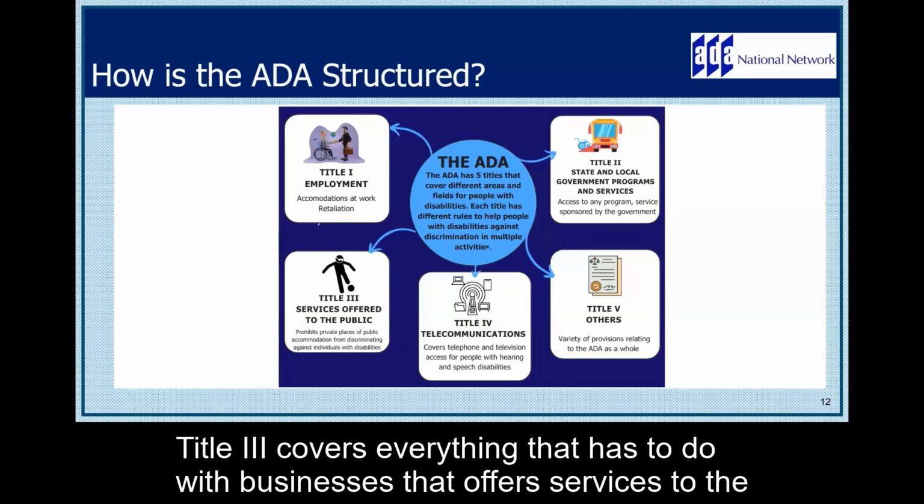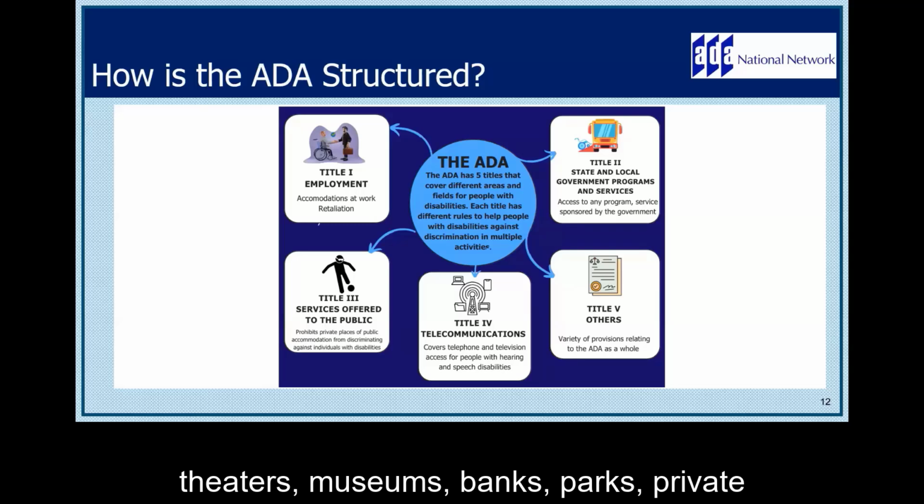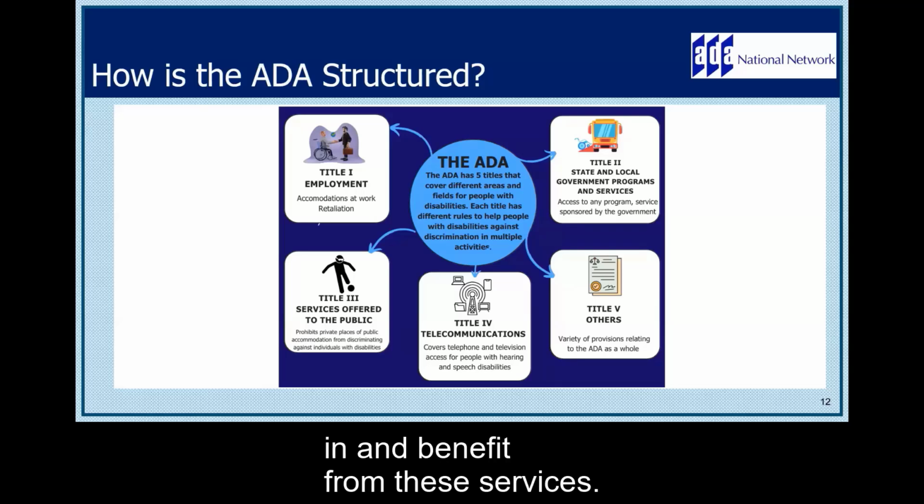Title III covers everything that has to do with businesses that offer a service to the public. These include restaurants, hotels, theaters, museums, banks, parks, private schools, or daycare centers. Individuals with disabilities should be given equal opportunity to participate in and benefit from these services.